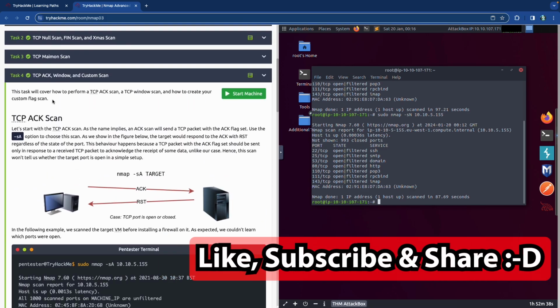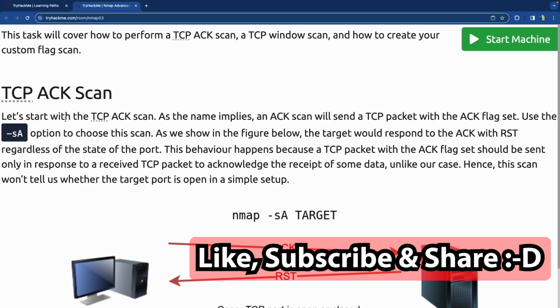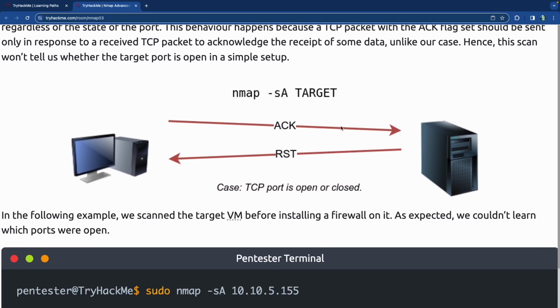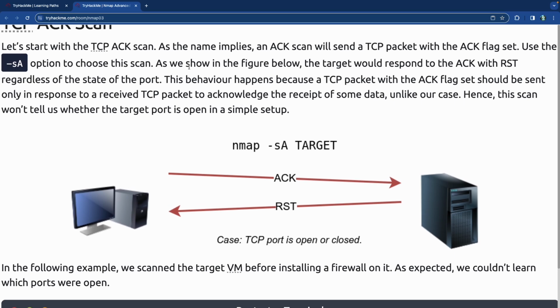And the next ones are going to be the TCP acknowledge, window, and custom scans. A TCP acknowledge scan would be sA, and it only sends an acknowledge packet. So the acknowledge flag is the only thing that has a value of 1. And it says to use the sA option to choose the scan.